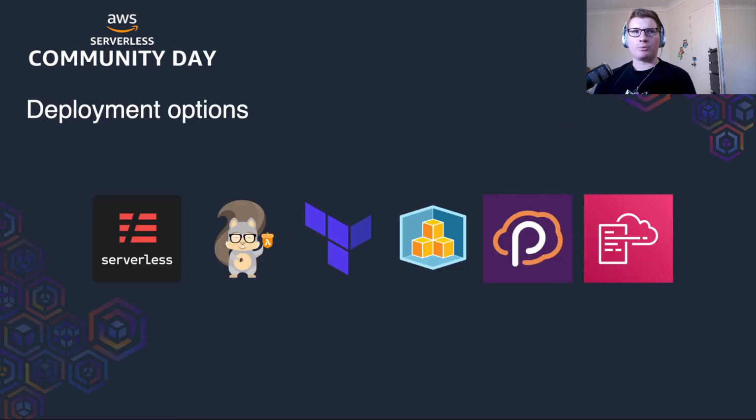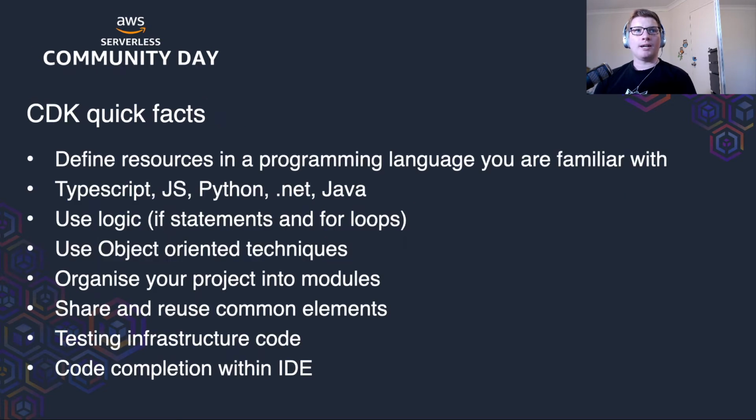So my deployment options were obviously the serverless framework, which everyone's heard of, SAM templates, CloudFormation's another one. I'm sure there's a bunch of Terraformers for life in the crowd. Pulumi is a new entrant, but the AWS CDK really stood out to me as a way of getting this up and running. So a couple of quick facts, you can define resources in a programming language that you're familiar with. So I chose Python.